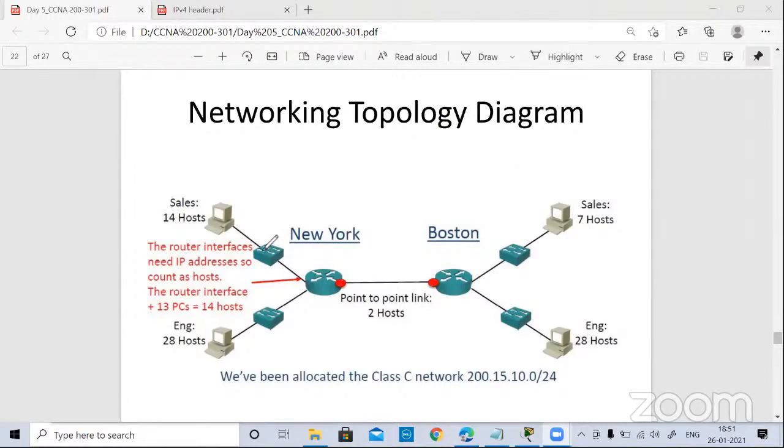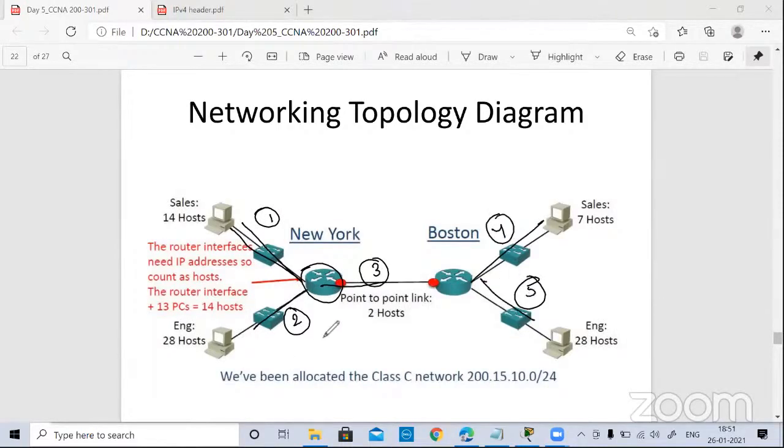Now, a switch is not part of a different network. They are in the same network. This router has 3 interfaces, 1, 2, and 3. So if I say this is number 1, number 2, number 3, this is number 4, and number 5. So I have 5 networks here. Now I want you to do the subnetting from a host perspective. Yesterday we understood that we can do the subnetting from a network perspective as well as from a host perspective.